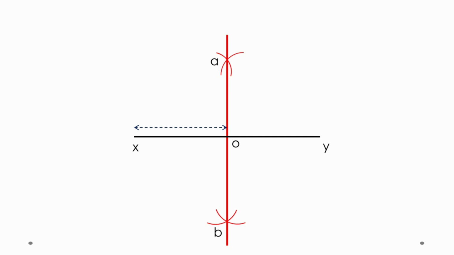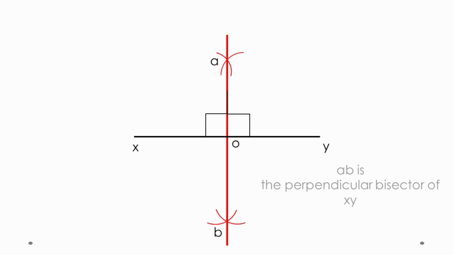Measure OX and OY with the divider. You will see that OX is equal to OY. Measure angles XOA and YOA. Both the angles will be equal to 90 degrees. Therefore, AB is the perpendicular bisector of XY.